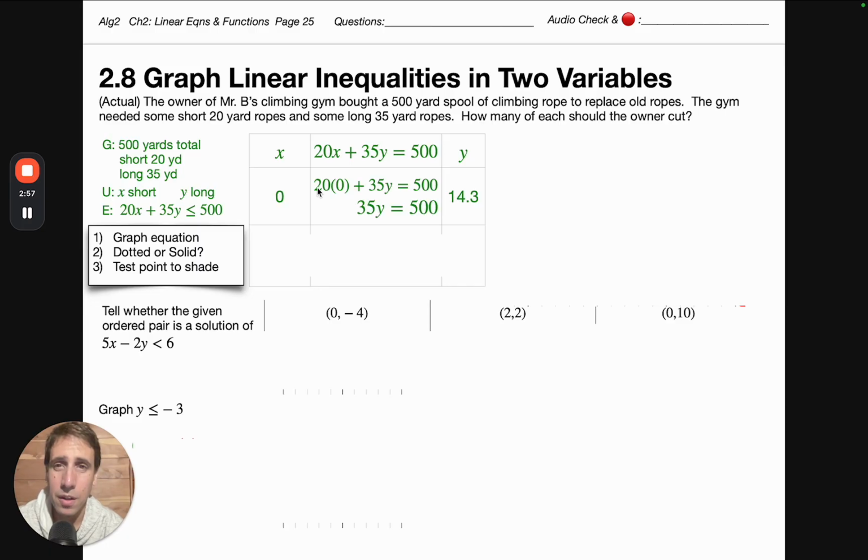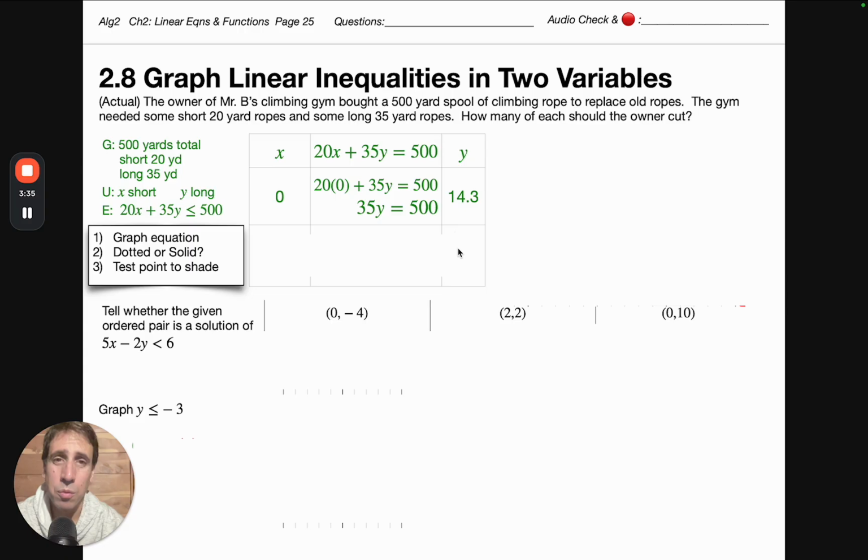I'm making a table, and because it's in this format, I'm going to just choose 0 for x. You multiply 20 times 0 plus 35y equals 500. Then you divide both sides by 35, and you get 14.3 approximately. I had to round a little bit. So if x is equal to 0, and therefore I'm going to have 0 short ones and all long ones, I can get 14.3. So basically 14 ropes with a little bit of extra left over, not turned into a rope.